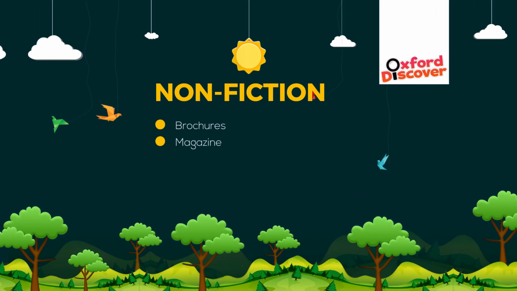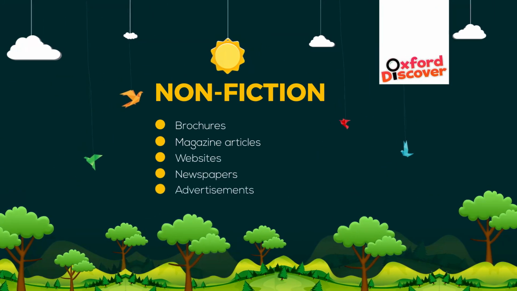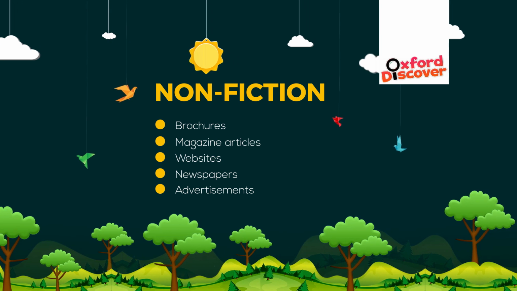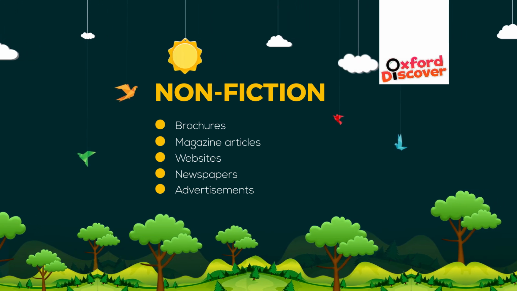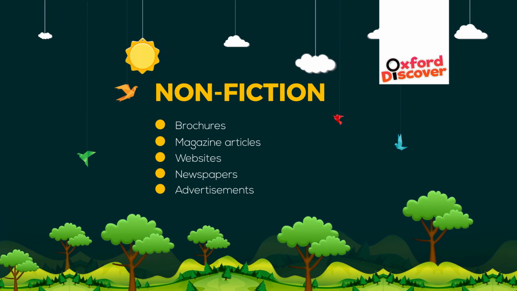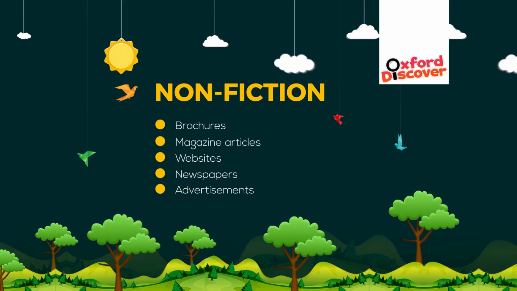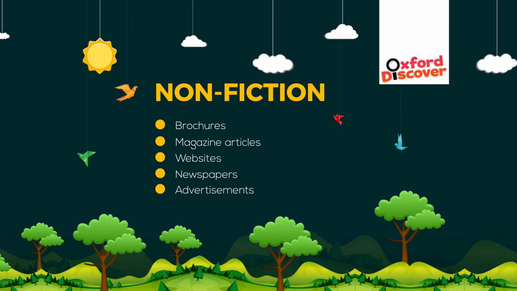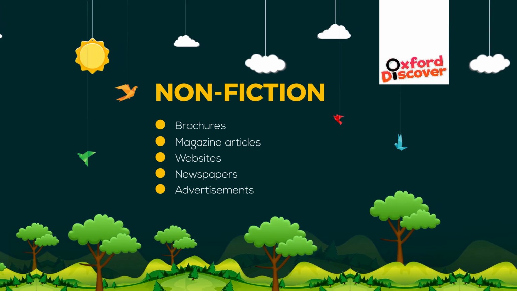In non-fiction, there's brochures, magazine articles, websites, newspapers, and advertisements. They would understand that advertisements use snappy language and catchy phrases. Newspapers are usually written in more formal language, and the structure employed is the what, when, where, why, and how. With websites, again, there's more figurative language, snappy and short sentences.